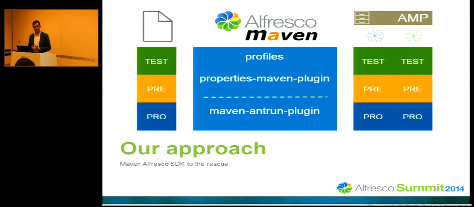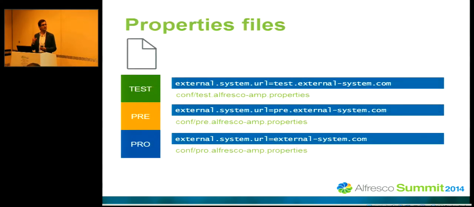Our approach is going from source code to AMP modules, to packaging. We are using some Maven facilities. Firstly, profiles in order to define the different test, pre or pro environments. We are using the properties Maven plugin in order to read the properties for these environments, and the Maven antrun plugin in order to package all these properties in different AMPs.